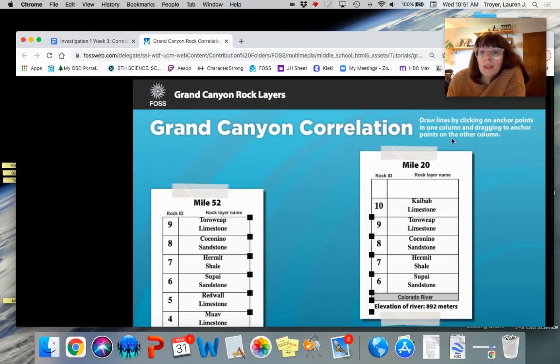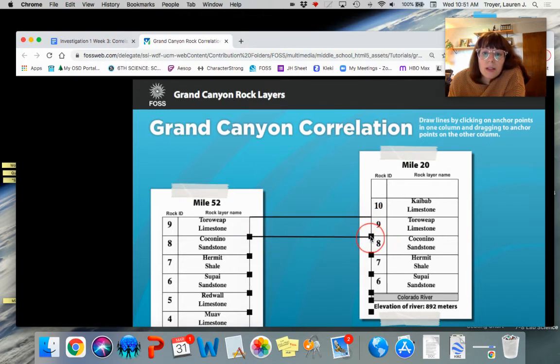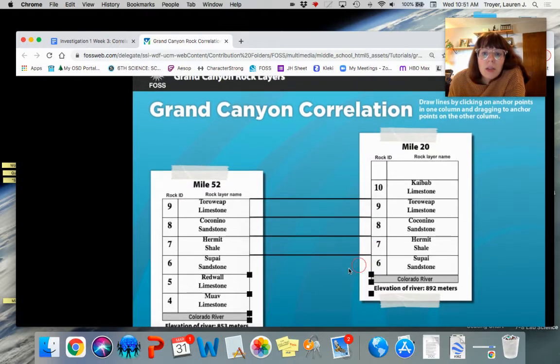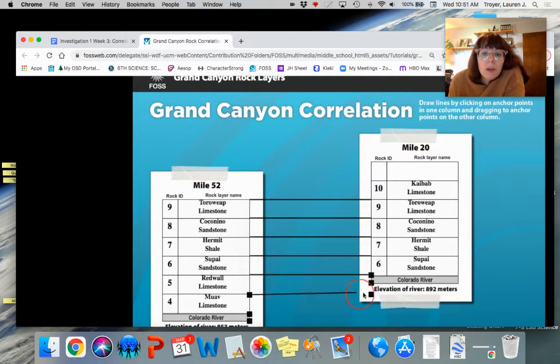My next step is to draw lines to connect the anchor points in one column and dragging to anchor points on the other column. What that means is we're just connecting the layers. So now we can see that layer 9 runs all the way in between these two canyon locations, even though they're 32 miles apart.